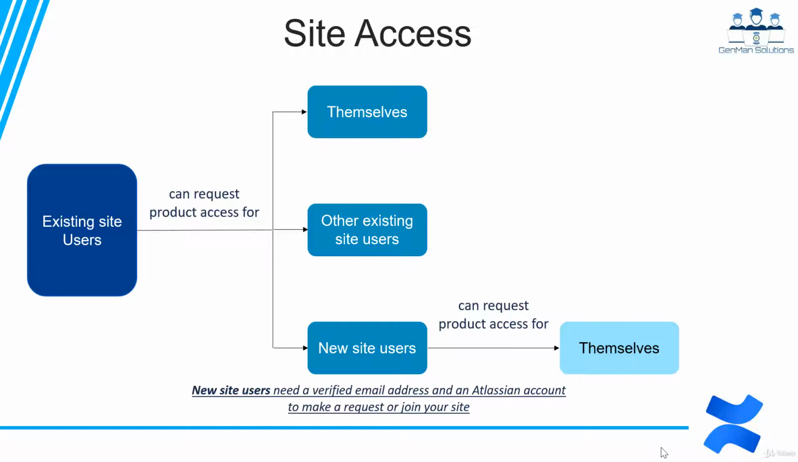So as an administrator, while approving or denying a request, if you are still not sure about these new site users, you can always deny their request. And when you deny a user this way, they can't request access again. Now let's see how to approve or deny a product access request. So let's switch to Confluence.